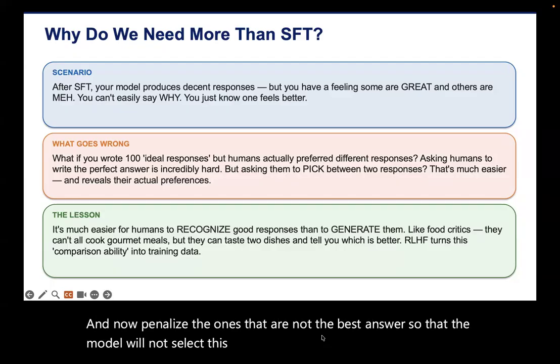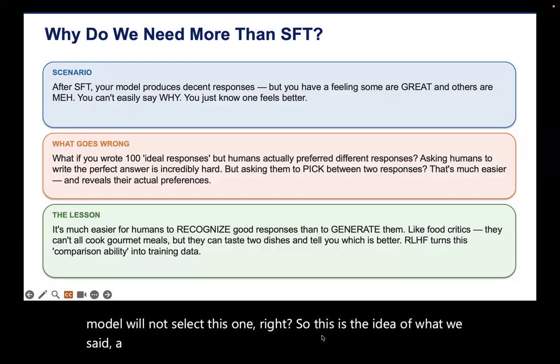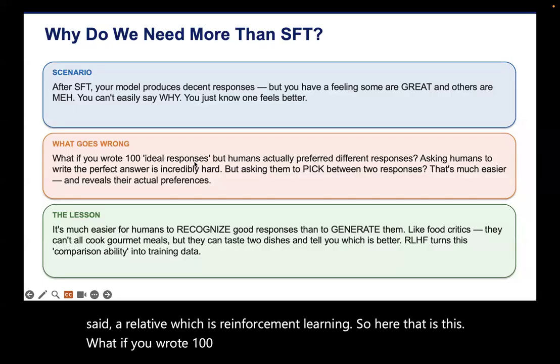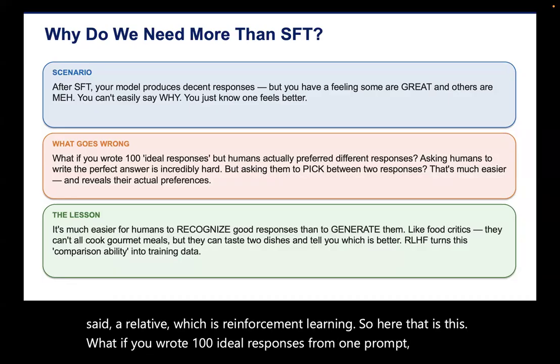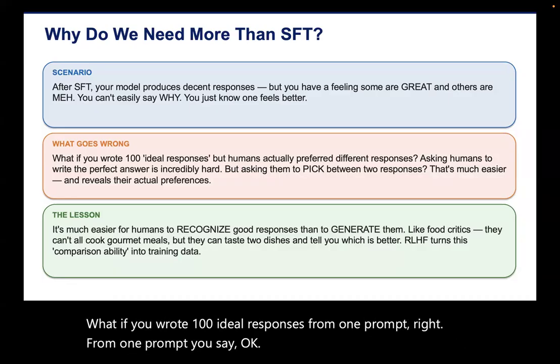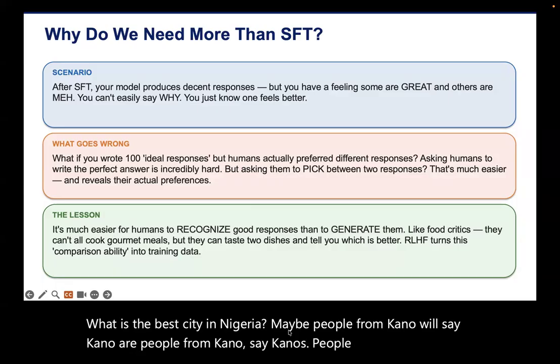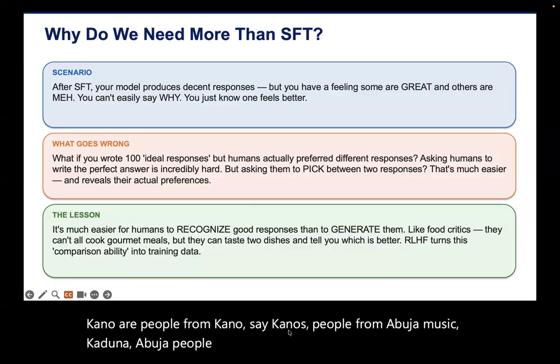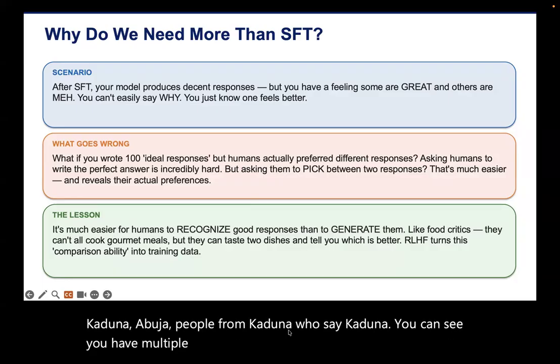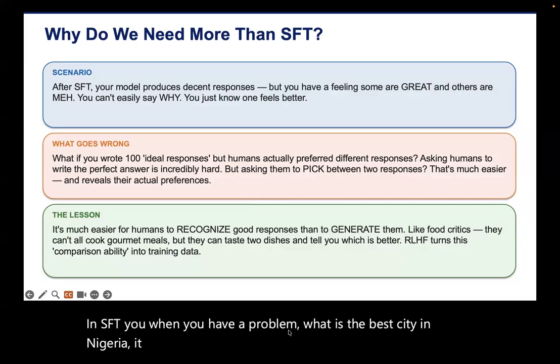So this is the idea of what we said RLHF, which is reinforcement learning. So here is this. What if you wrote 100 ideal responses for one prompt, right? For one prompt, you say, okay, what is the best city in Nigeria? Maybe people from Kano will say Kano. People from Abuja will say Abuja. People from Kaduna will say Kaduna. You can see you have multiple answers, right? In SFT, when you have a prompt, what is the best city in Nigeria? It will just say Lagos, for example. But maybe me from Kano will say, no, I prefer Kano, right?